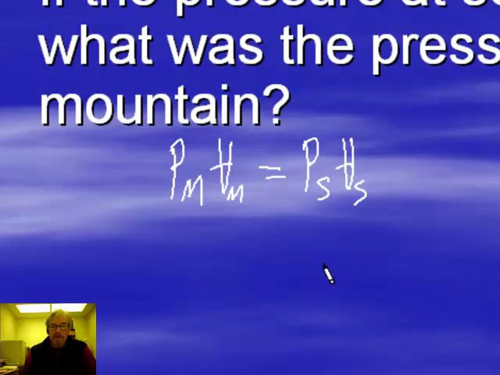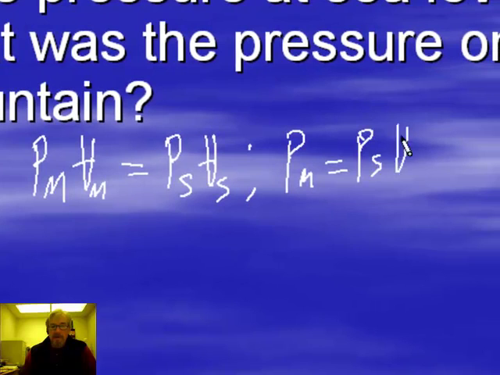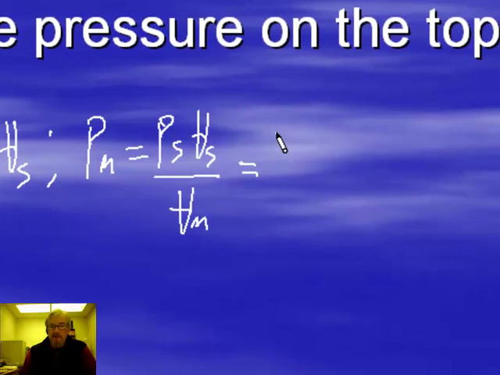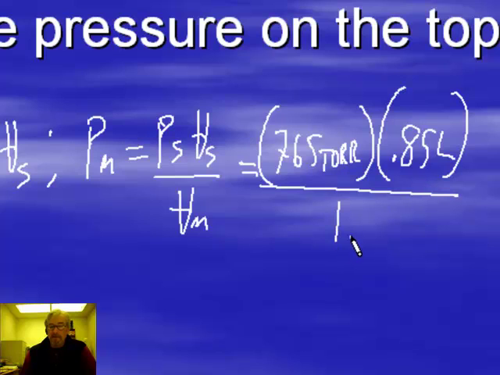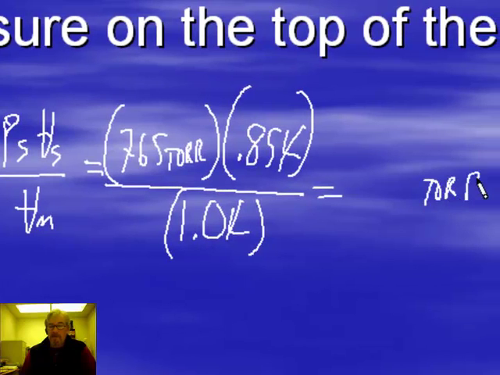So in this equation, what we're trying to find is pressure on the mountain. So we'll solve for that by dividing both sides by volume on the mountain. So pressure on mountain is pressure at sea level times volume at sea level divided by volume on the mountain. Pressure at sea level was 765 torrs. The volume at sea level is 850 milliliters, which I'm going to call 0.85 liters because my volume on the mountain is in liters and I want my units to match. Divided by the volume of the bottle on the mountain, which was 1.0 liters. So liters are going to drop out of this, and I will get pressure units, which is good because that's what I'm trying to find, of torrs. And the answer, which has two significant figures, is 650 torrs.